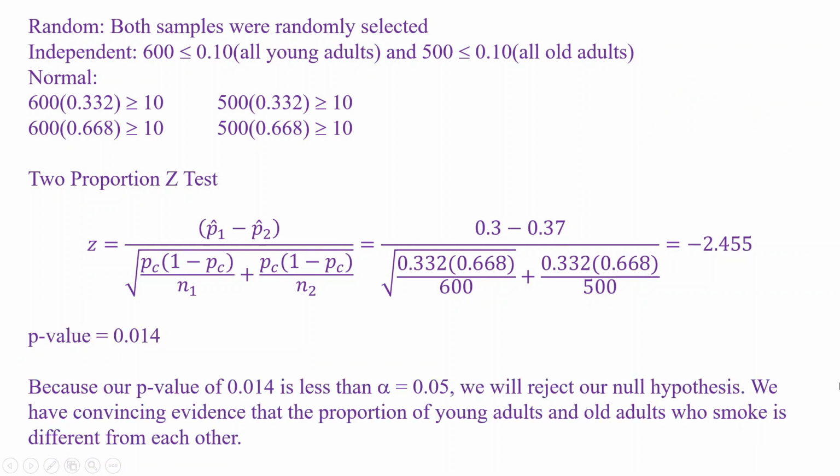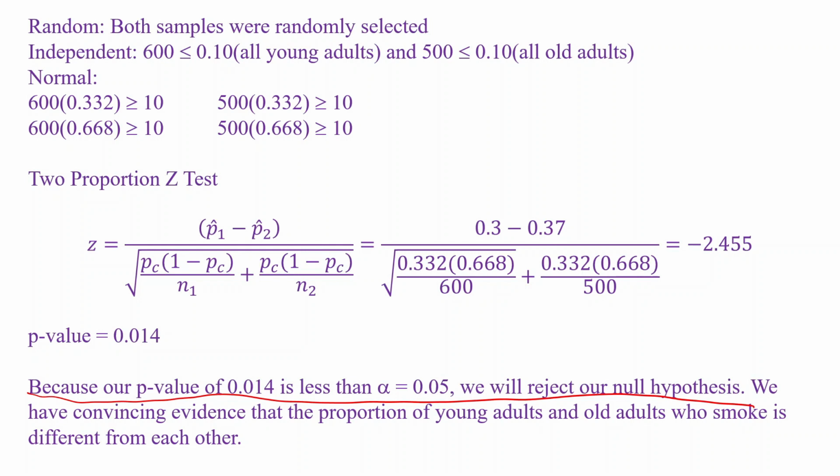And then conclude. Write 2 sentences. Because our p-value of 0.014 is less than alpha equals 0.05, we reject our null hypothesis. So that is our statistical conclusion. And then we need our context. Please never forget your context. We always want to put context to this stuff. We have convincing evidence that the proportion of young adults and old adults who smoke is different from each other. So we have convincing evidence of our alternative in context there.